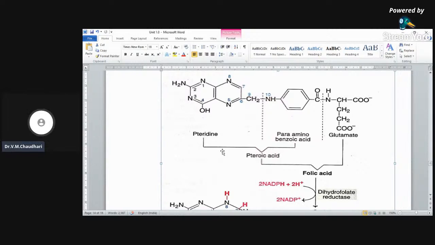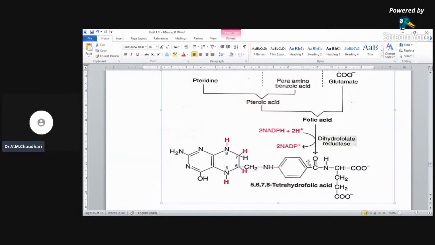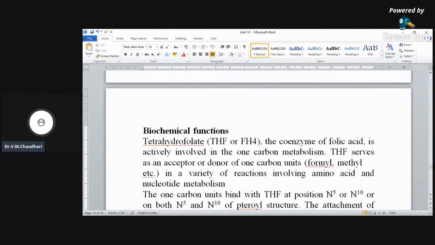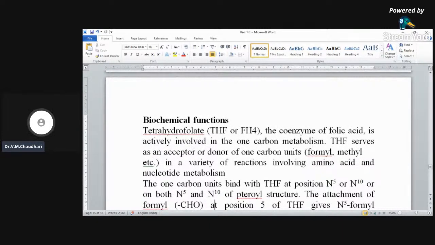Para-aminobenzoic acid and pteridine, this is collectively called pteroic acid. Pteroic acid with glutamate forms folic acid, and it undergoes a reaction by the enzyme dihydrofolate reductase to convert it into 5,6,7,8 tetrahydrofolic acid. So this 5,6,7,8 tetrahydrofolate is the active form of the vitamin folic acid. This tetrahydrofolate, the coenzyme of folic acid, is actively involved in one carbon metabolism.